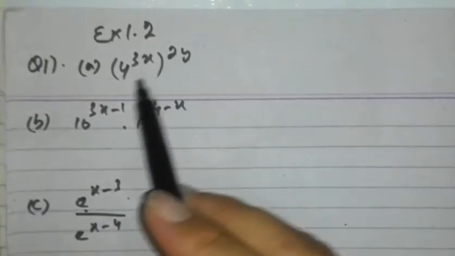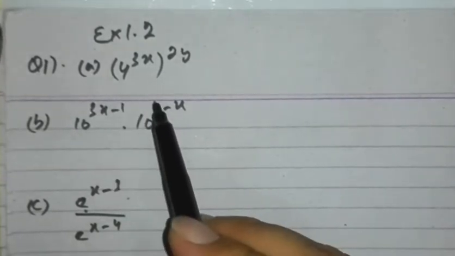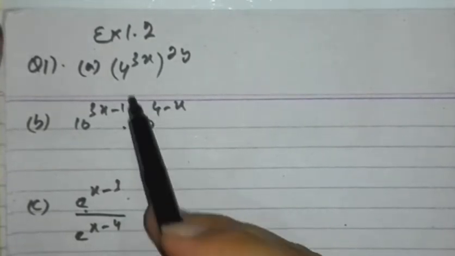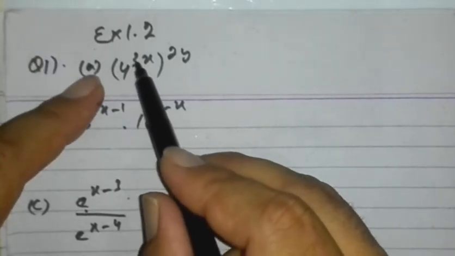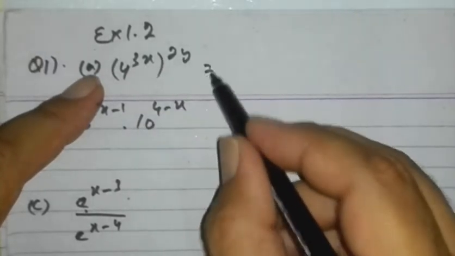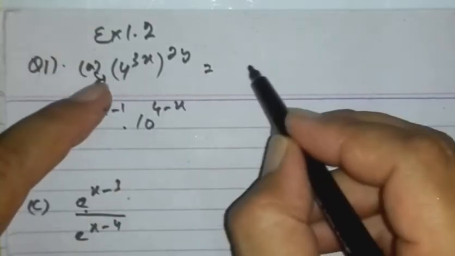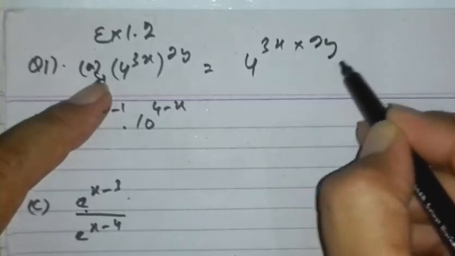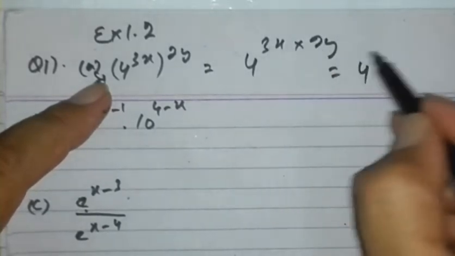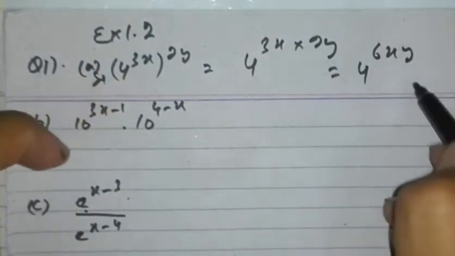Exercise 1.2. Exercise 1.2, question 1, part A. 4 power 3x whole power 2y. So solution, we can write it 4 power 3x into 2y. So we get 4, 2 3s are 6, xy, the answer.